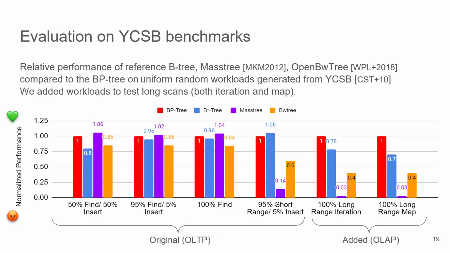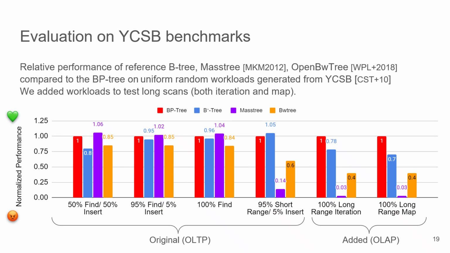So going back to the YCSB benchmarks, specifically, we ran 4 different workloads from the original YCSB benchmarks, which varied the frequency of inserts, finds, and short-range queries. By short-range queries, I mean those with average length of 50. Across all of these, we find that the BP tree is consistently the second best, only being a couple percentage points behind the best.